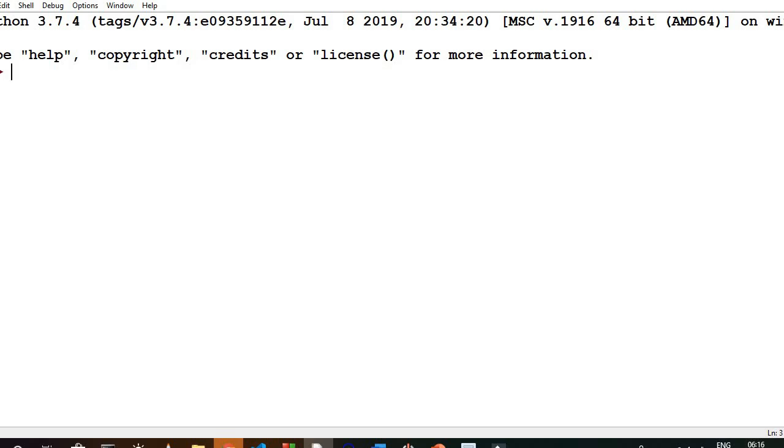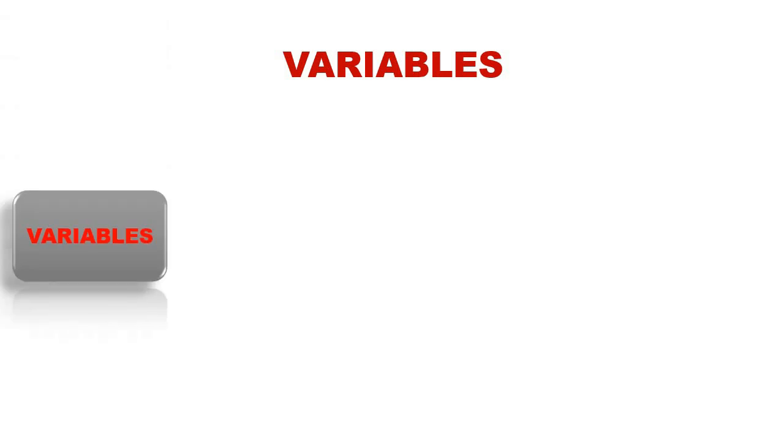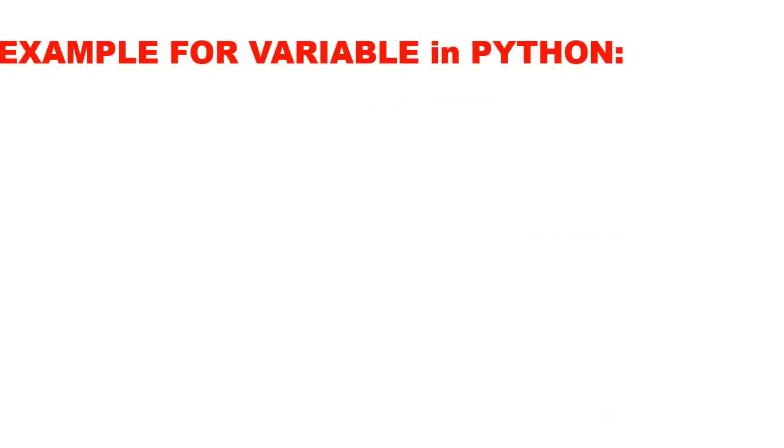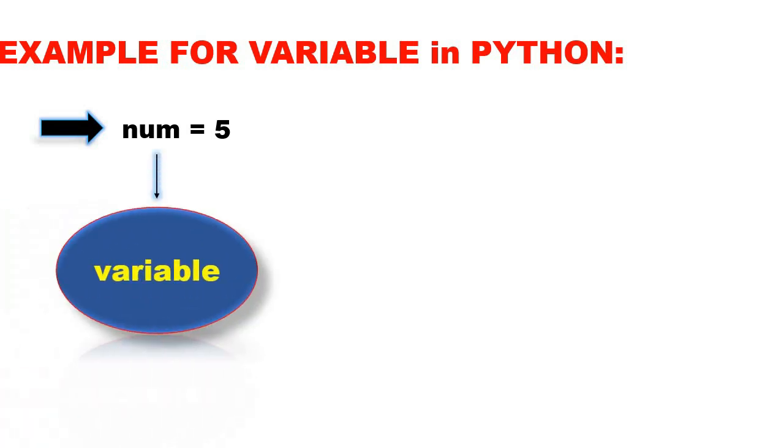Before that, what is a variable? Answering this question is quite simple. A variable is nothing but a reserved memory location to store some values. It means when you are creating a variable, you are allocating some space in the memory location to store your data. For example, num equal to 5. Here num is a variable that contains the integer value 5. See how simple declaring a variable is.